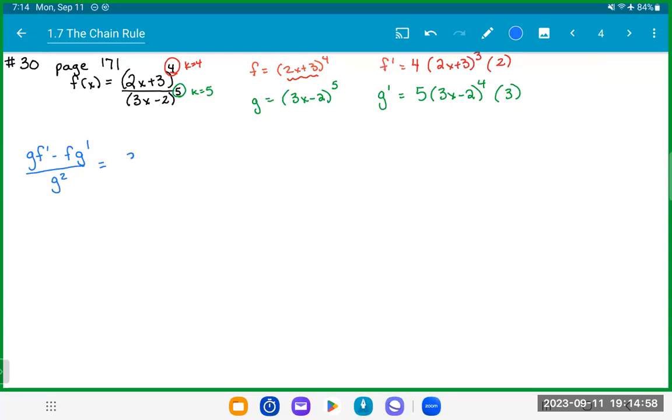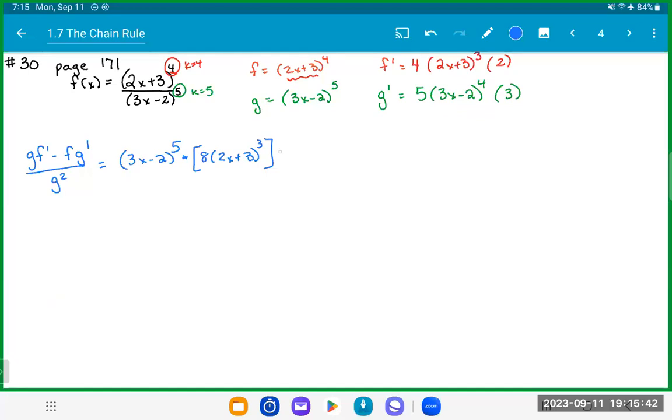So my g function is 3x minus 2 to the fifth power. My f prime, I'm going to put it in brackets so we have all of that. It's 4 times 2x plus 3 cubed times 2. We could have also done 4 times 2 and written 8 there, so let me go ahead and do that just to simplify it a little bit. Okay. So that's the first piece. And I put a plus here, but it's multiplication.